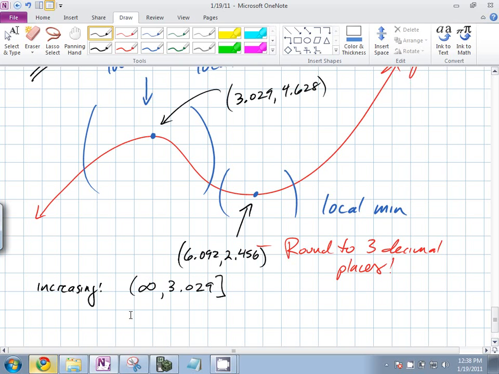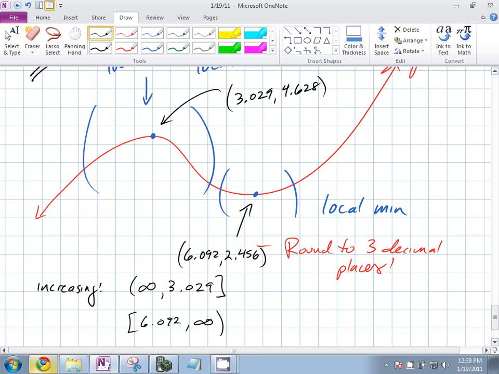I wrote this. There's something wrong. What's wrong? There's something wrong with the notation right there on both of those. Anybody know what it is? The numbers are correct. The notation is wrong. Something's wrong with the parentheses. Which one's wrong? Yeah, these, they have to be open.